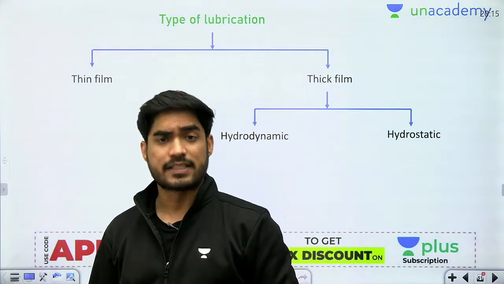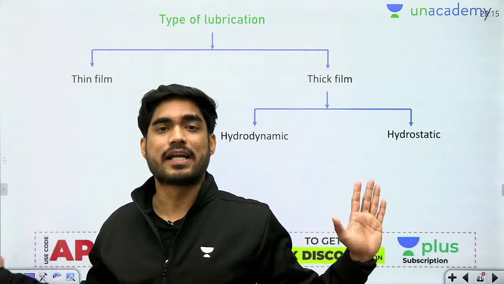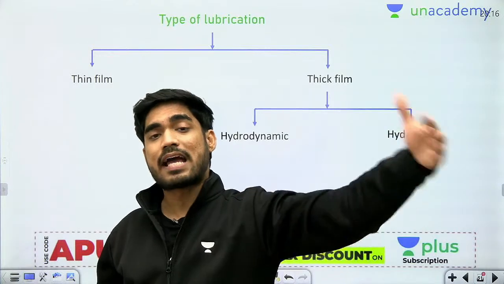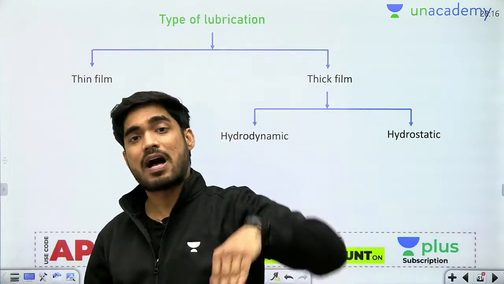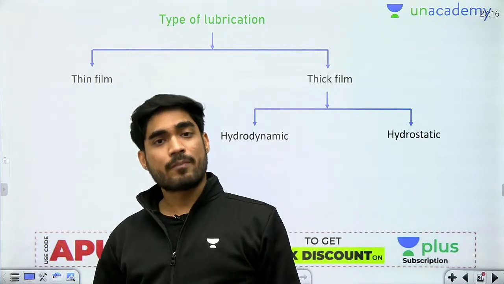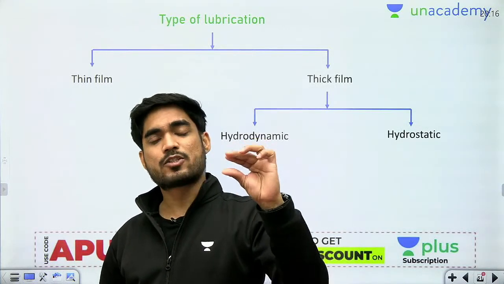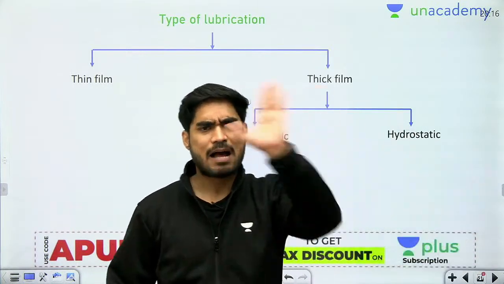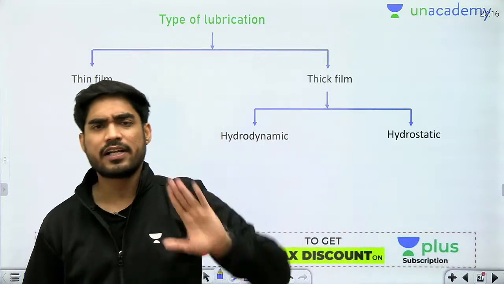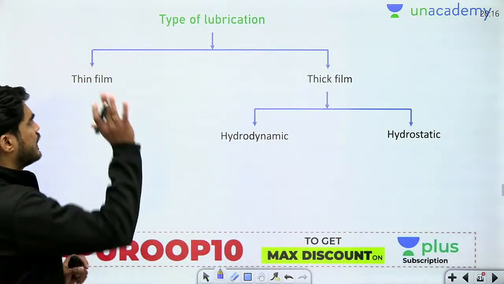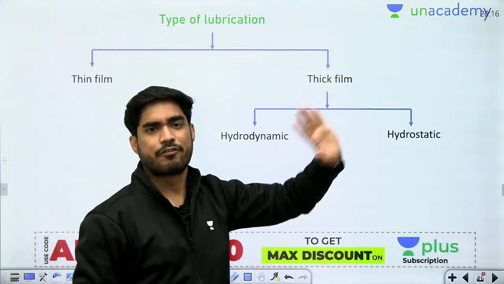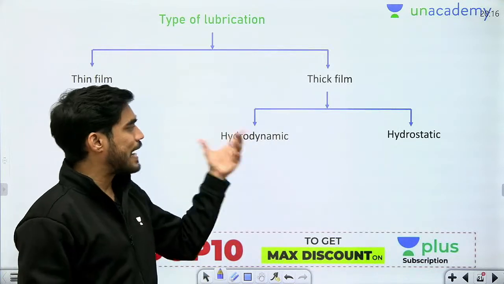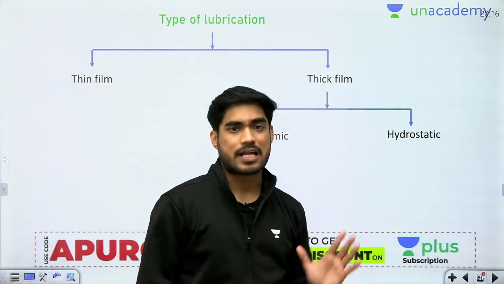There is zero film lubrication, which means no lubrication. Then there is elasto-hydrodynamic lubrication, which means the load is so high that there is elastic deformation, and due to that the gap is provided in which there is lubrication. So beta, we don't need to get into all that. You don't need to read all that. You only need to understand two types of lubrication: thin film lubrication and thick film lubrication. And then thick film lubrication is divided into two types: hydrodynamic lubrication and hydrostatic lubrication.